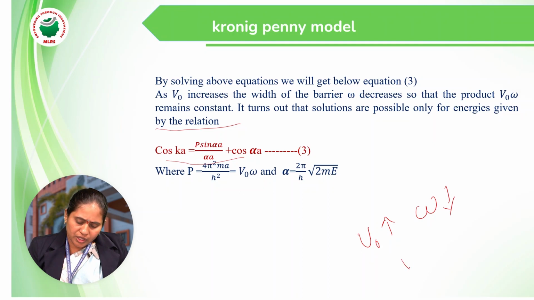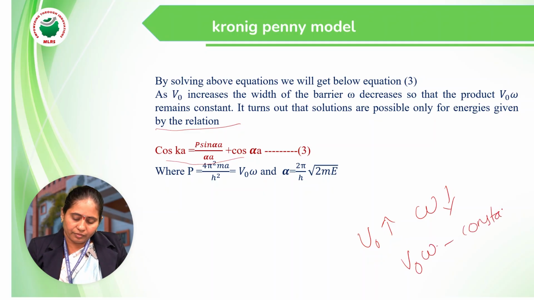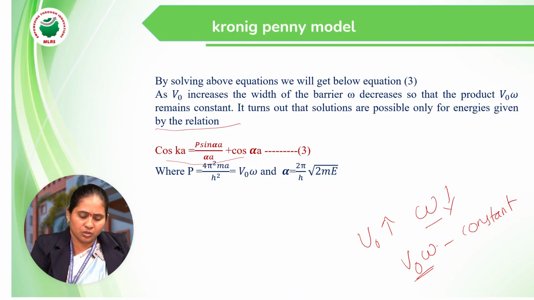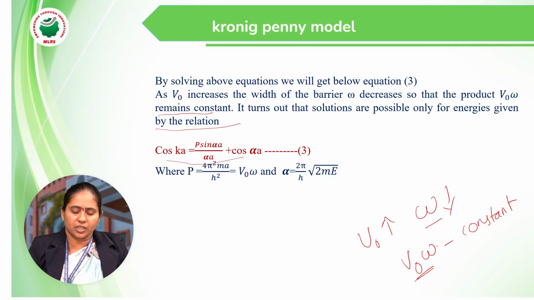Means the product V naught omega is constant. When V naught, the potential strength, increases, the width of the potential barrier decreases. The product of these two is constant. One is increasing, another one is decreasing, so the product will remain constant.